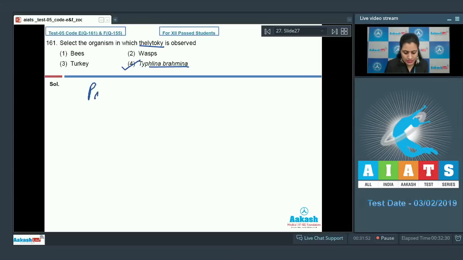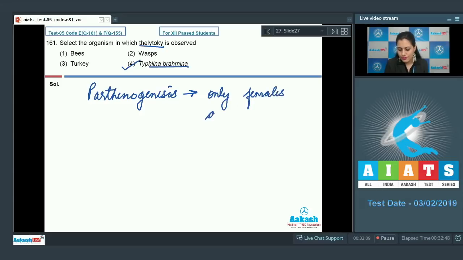Thelitoky is a type of parthenogenesis in which only females are produced. Females are produced parthenogenetically. It's a type of natural parthenogenesis.